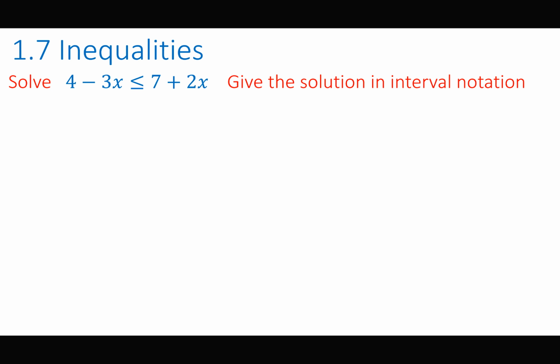Okay, so I want to get all my x's on one side and all my numbers on the other side. So this one, I would probably just add 3x to both sides, and then I'll subtract this 7. So I have negative 3 is less than or equal to 5x. And there was nothing I had to do with the inequality symbol in terms of reversing it, because all I did was add and subtract.